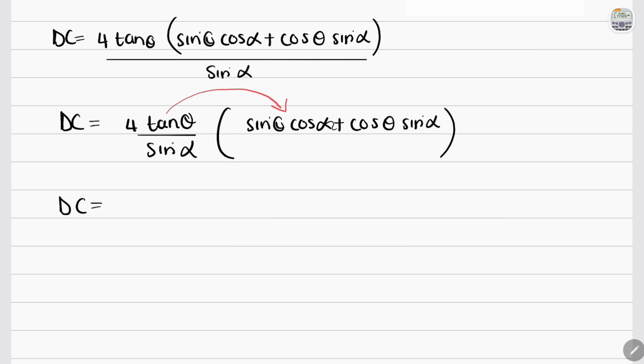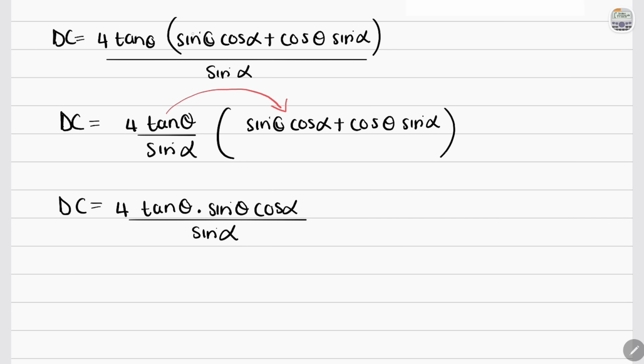And so all we're just going to have here, there's not much we can really do. Well, the tan theta can still change. Yeah, but I don't really see that changing anything. So I'll just rewrite it as 4 tan theta, okay, and then it's going to multiply to all of these. So the sine theta, the cos alpha, and then all over sine alpha.